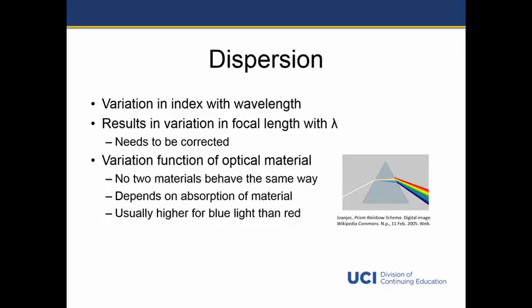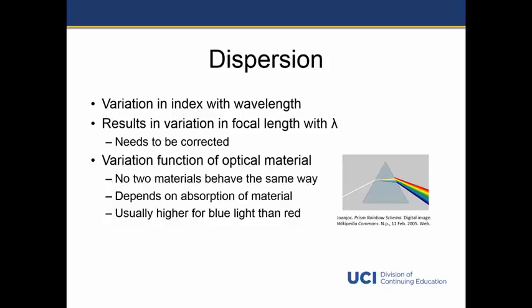The variation in index of refraction with wavelength is a function of the optical material. No two materials behave exactly the same way. It is dependent upon the absorption spectra of the material. In typical optical materials, the index of refraction is typically higher in the blue than it is in the red, although there are special materials that do behave differently than this, anomalous type materials. We're going to concern ourselves with classical optical materials, at least in this course.